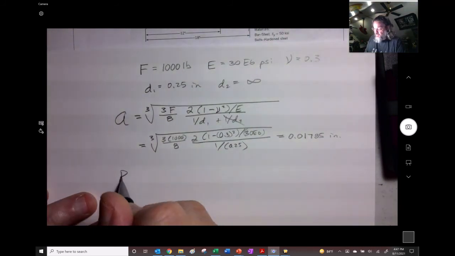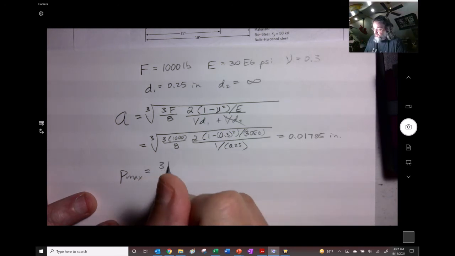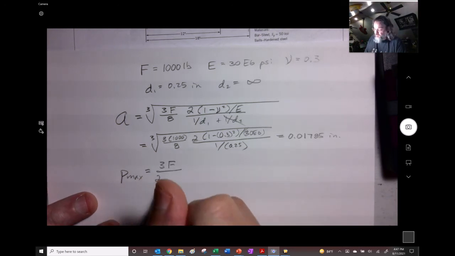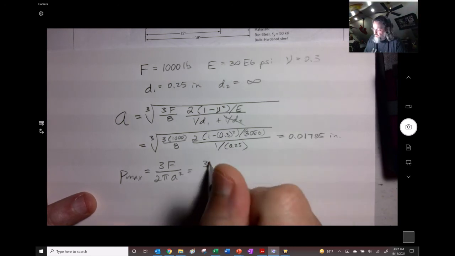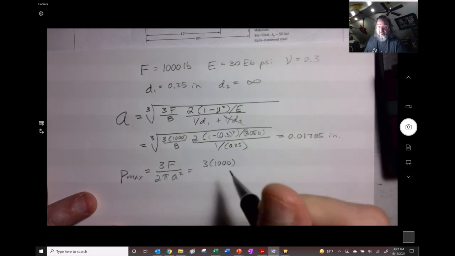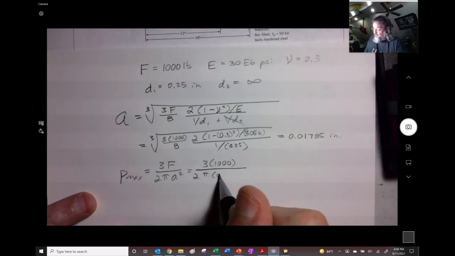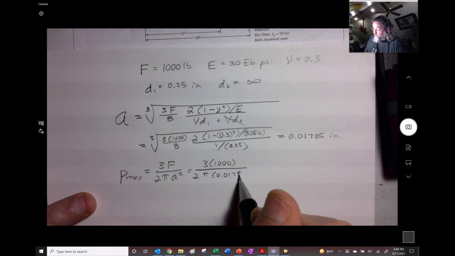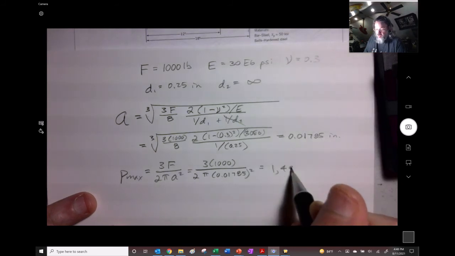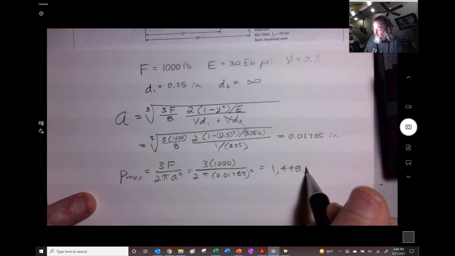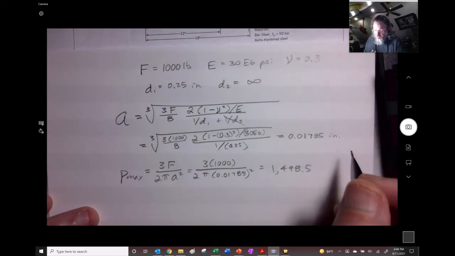And now if we want to go to P max, the maximum pressure we're predicting, it is 3 times F divided by 2 pi a squared. Or 3 times 1,000 divided by 2 pi, and then the answer we just got squared. And we get 1,498.5 ksi? Sure. Wow.